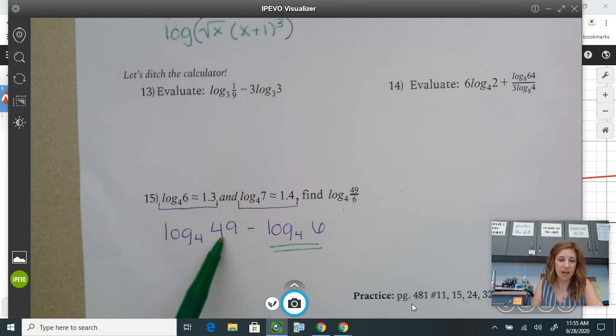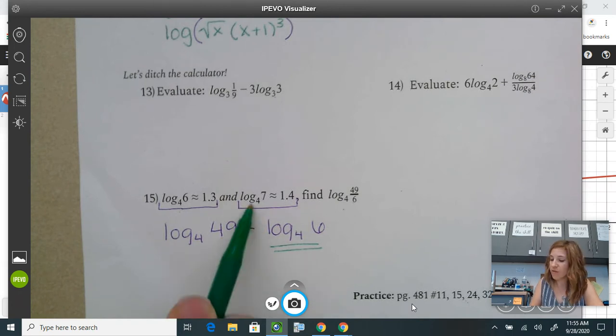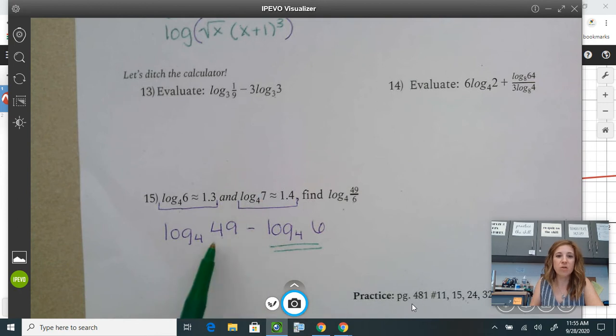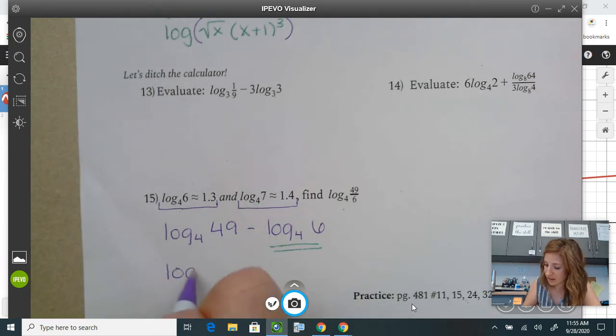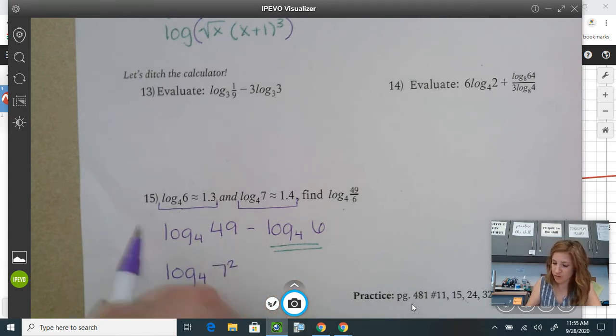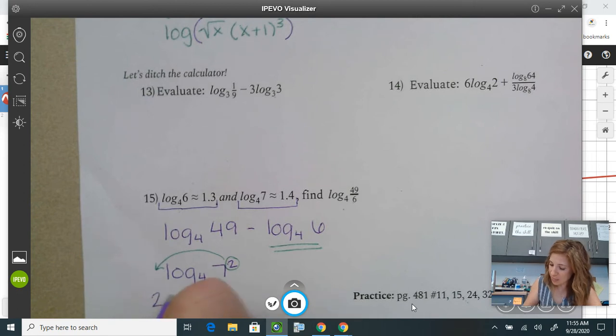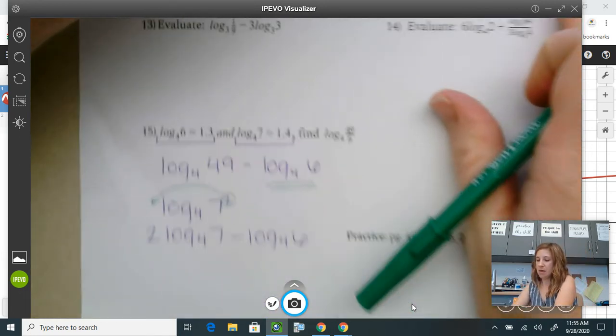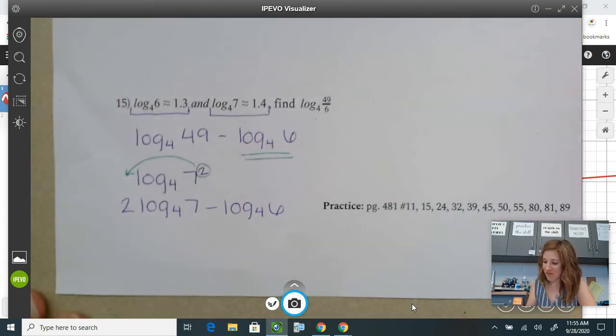We have a value. That's good. I don't have a value for log base 4 of 49, though. I have a value for log base 4 of 7. So how can we turn this 49 into a 7? Well, 49 is 7 squared. And having that exponent of 2, I can use my rules of expanding to make it a coefficient. So I would have 2 times log base 4 of 7, and I'm going to bring down that minus log base 4 of 6.